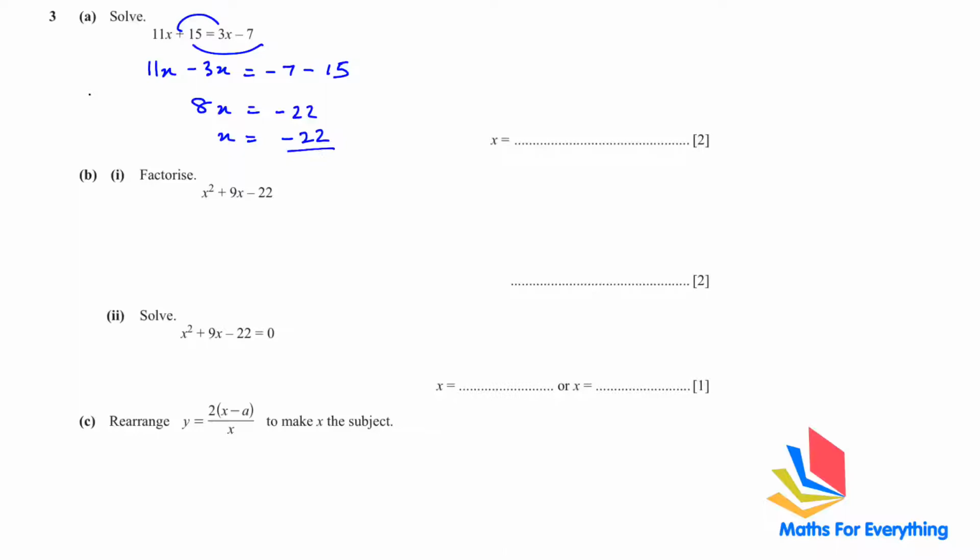Bring the 8 to the other side. Put this in the calculator and you will get negative 11 over 4. We do not leave our answer in improper fraction. You can write it as a decimal or a mixed number.